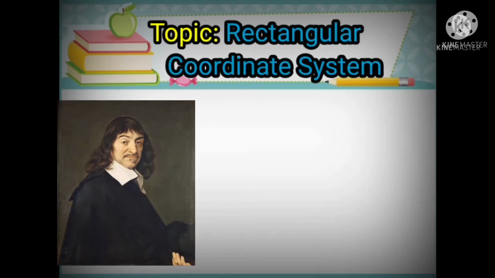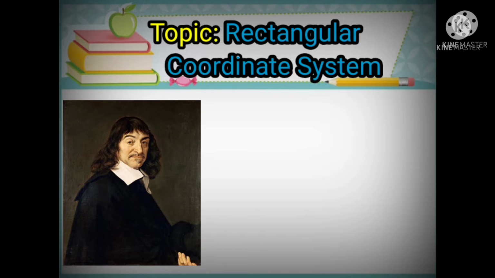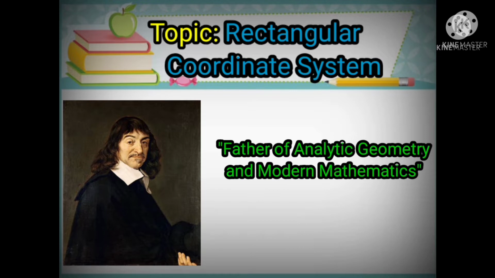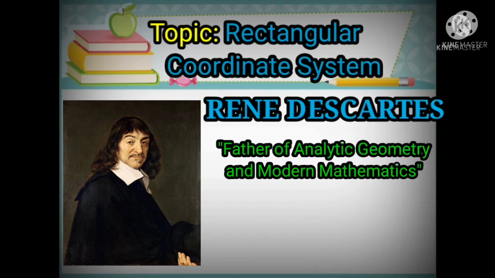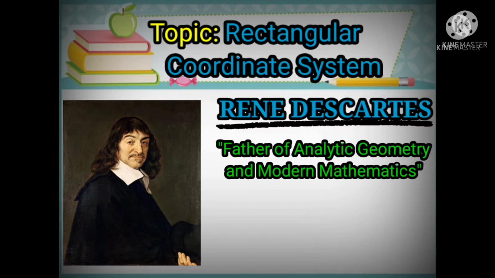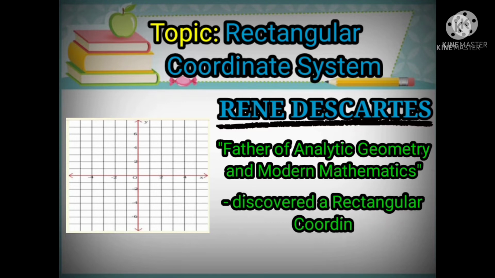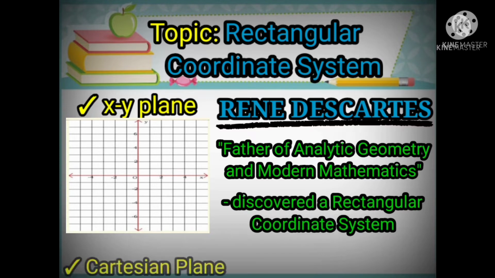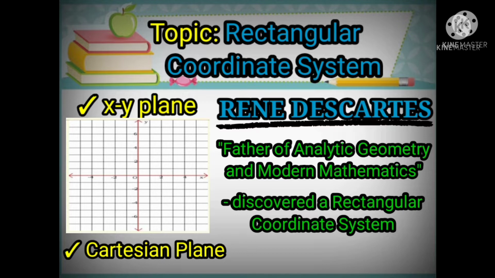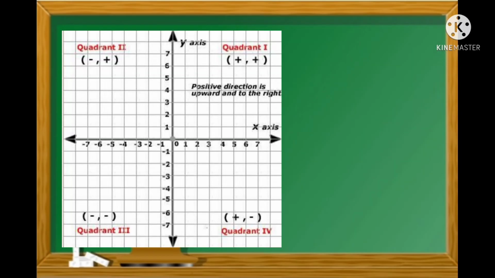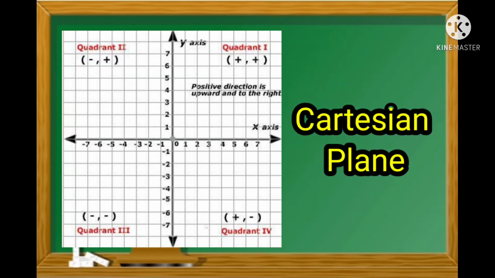Are you familiar with him? He is a French philosopher, scientist, and mathematician who is known as the father of analytic geometry and modern mathematics. His name is Rene Descartes. He discovered a rectangular coordinate system which is also known as XY plane or Cartesian plane. This is what we call a Cartesian plane.